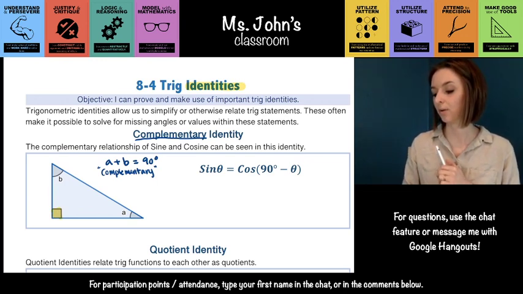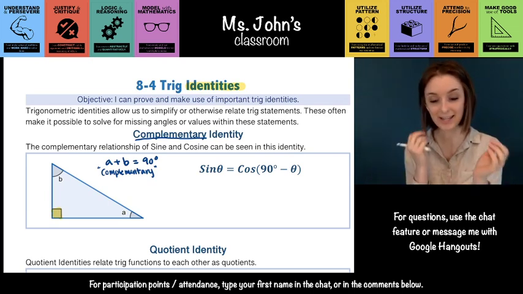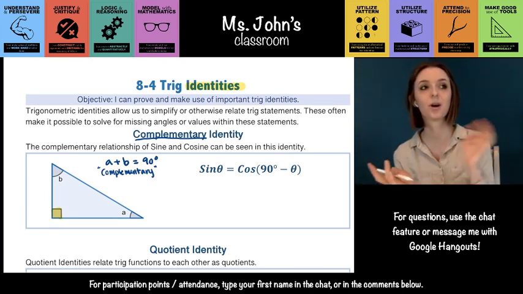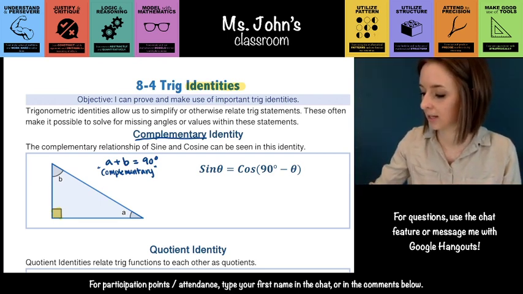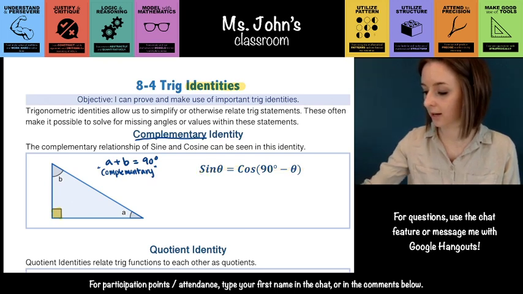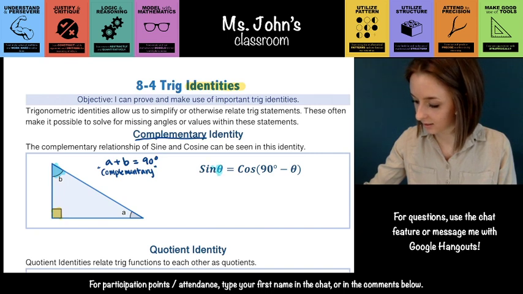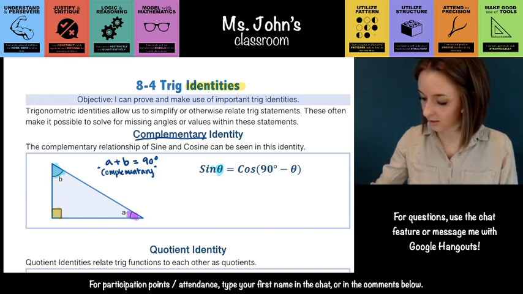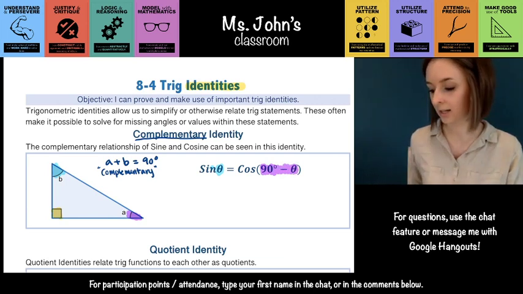Okay, so we have two complementary angles, and when we take sine of one of them, it equals cosine of the other one, which is what this says. We have two angles. Let's highlight the triangle angles and the ones in here.